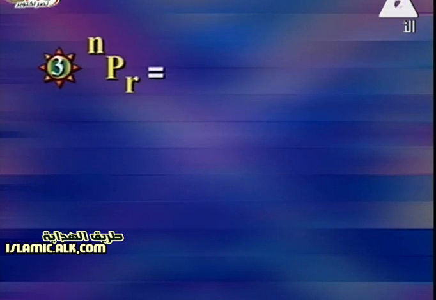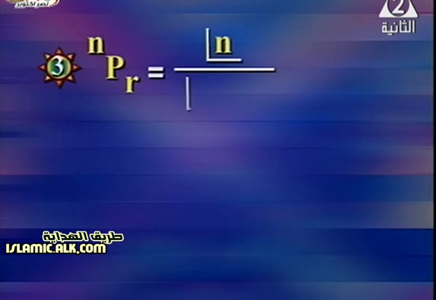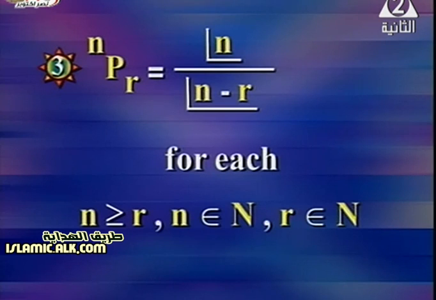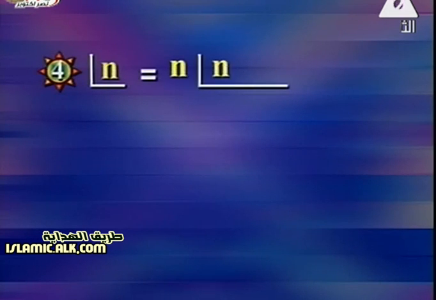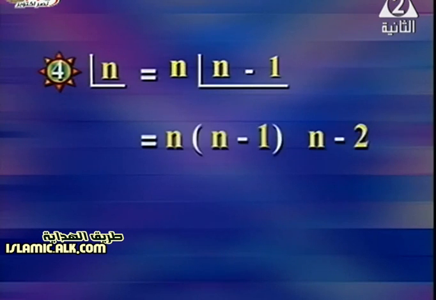Number 3, nPr. What is the permutation? Factorial n over factorial of the difference between n and r. Then nPr means factorial n over factorial (n minus r) for each n more than or equal to r. Here n and r belong to the natural numbers. Number 4, factorial n equals n times factorial (n minus 1), equals n multiply (n minus 1) factorial (n minus 2), and so on.